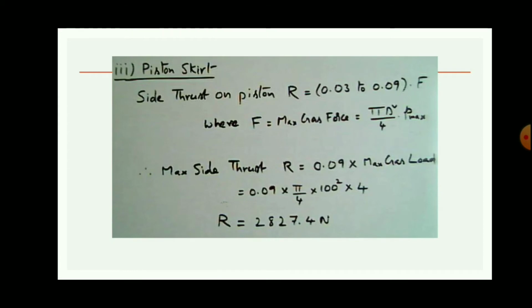Now the piston skirt. For the piston skirt, we have to find the side thrust. We have to find both the maximum gas force F and the maximum side thrust R. The R formula is 0.03 to 0.09 F, which can be any value in between, into F. We are assuming 0.09 here, and the formula for F is pi by 4 D square into P max. We already know these values, so after substituting we will be able to calculate the value of R.